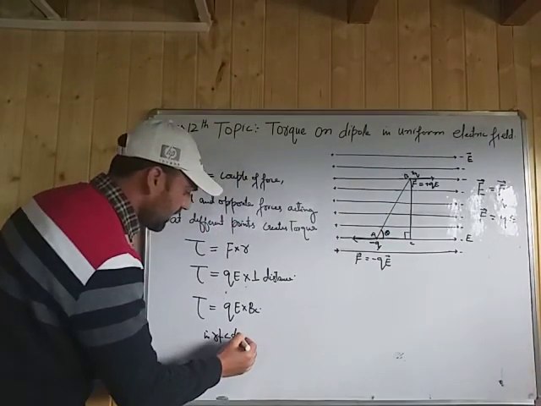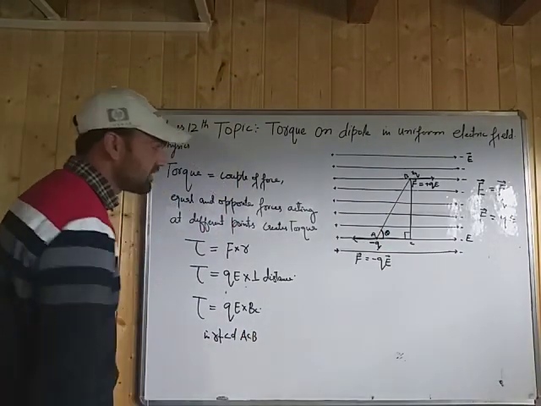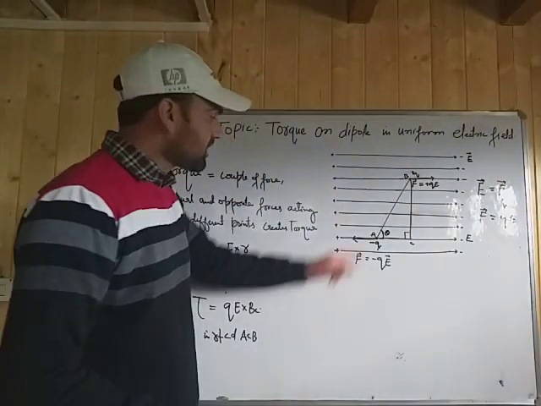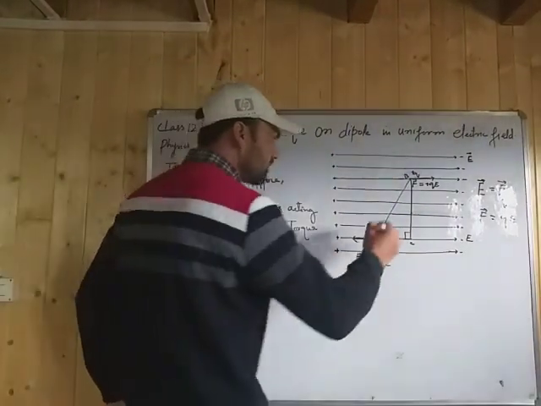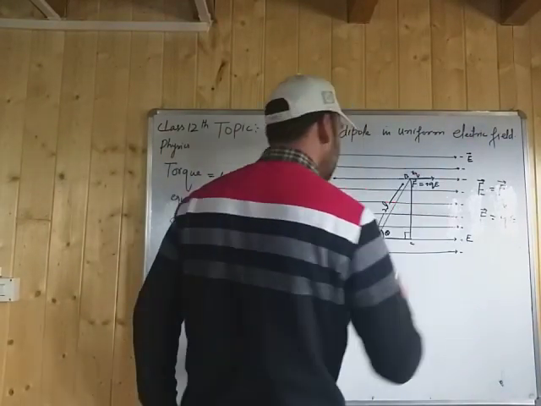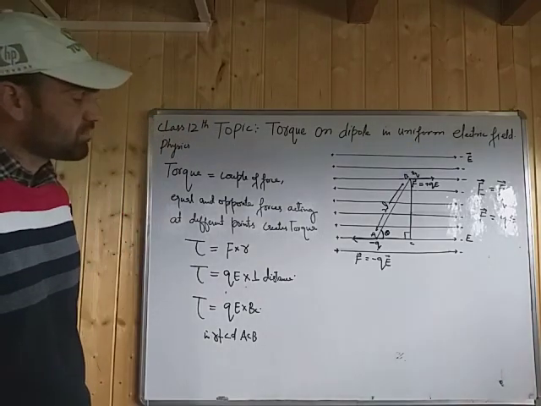So that is ACB, ACB. So this is the perpendicular. हमें perpendicular चाहिए. तो हमारे पास already यहाँ पर hypotenuse है. So that hypotenuse is 2L. That is the separation between the two charges.